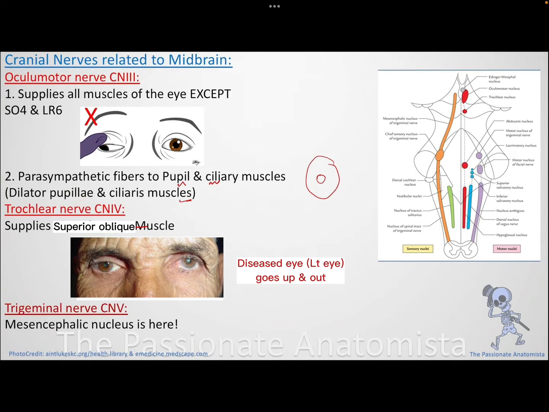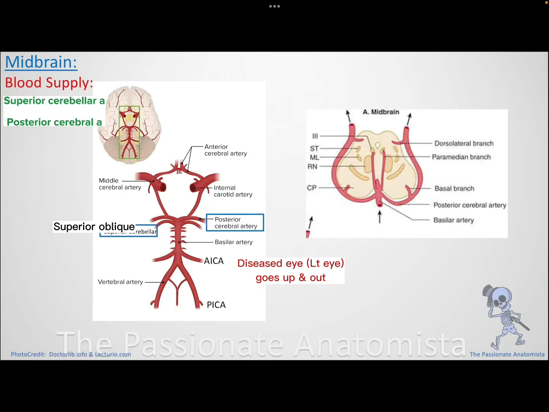Okay, so now we are reaching the blood supply of the midbrain. Like I said previously, guys, the blood supply of the midbrain is by the superior cerebellar artery and the posterior cerebral artery. And I explained to you why. Because the vertebral and PICA supply the medulla, and then the basilar and the AICA supply the pons, and the midbrain, posterior cerebral and superior cerebellar.